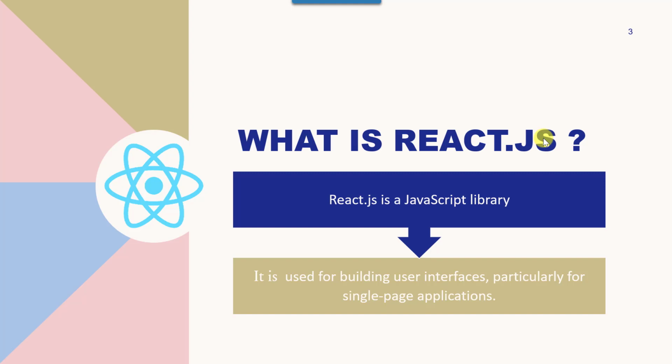Now, React.js allows developers to create reusable UI components that manage their own state, making it easier to build complex user interfaces. React also utilizes a virtual DOM to efficiently update the UI based upon changes to the data, and this results in fast and responsive web applications. Overall, React.js is a JavaScript library which is used to develop front-end UI, specifically creating single-page applications. So this is the brief about React.js.